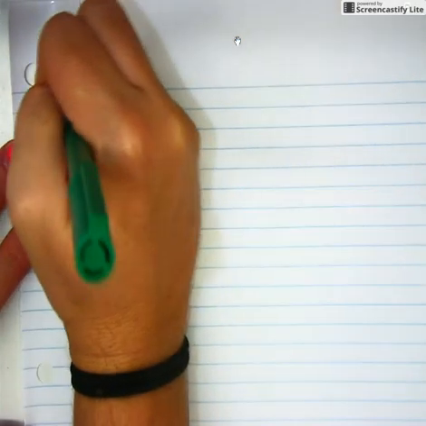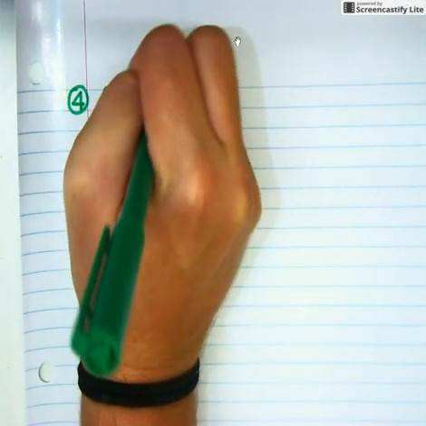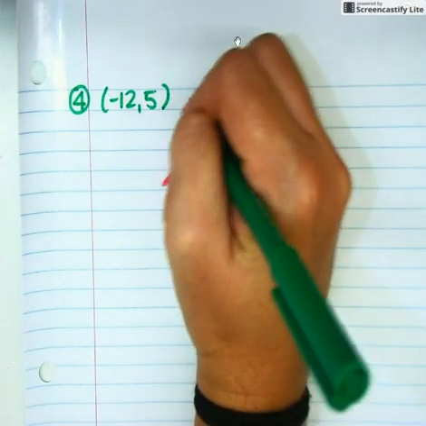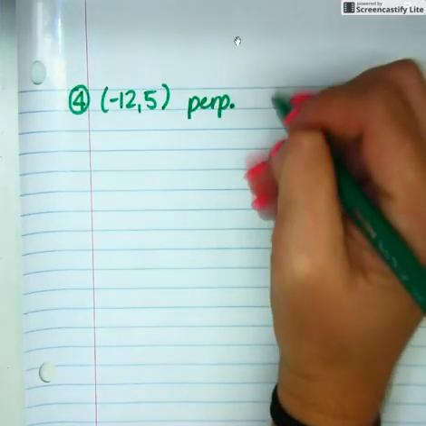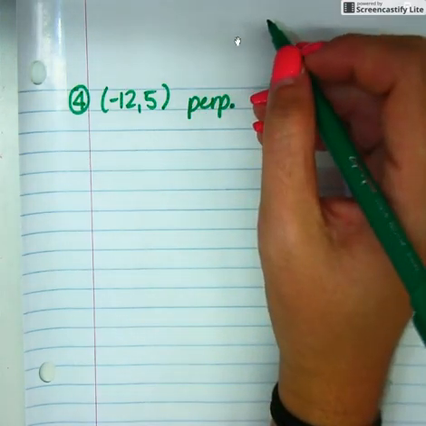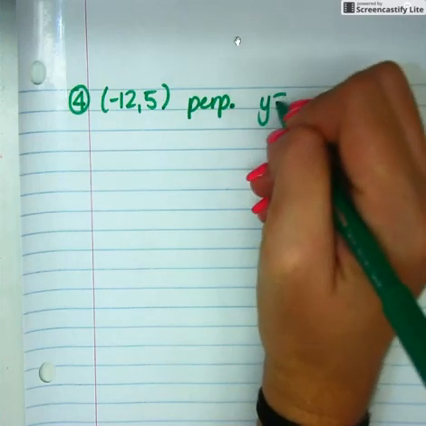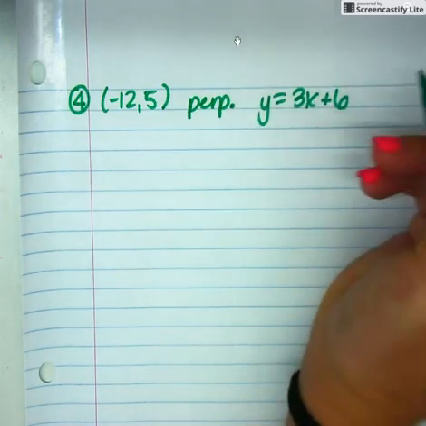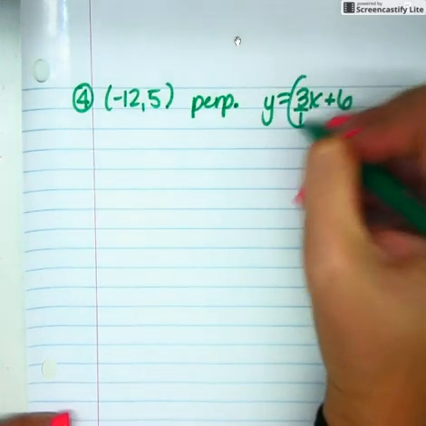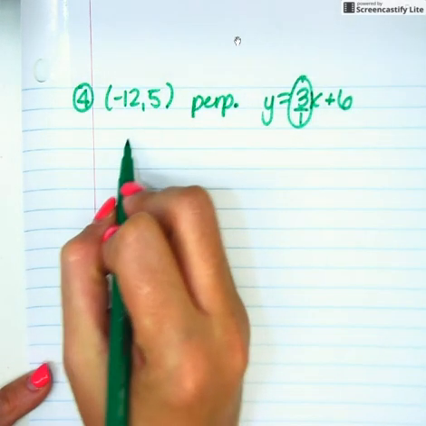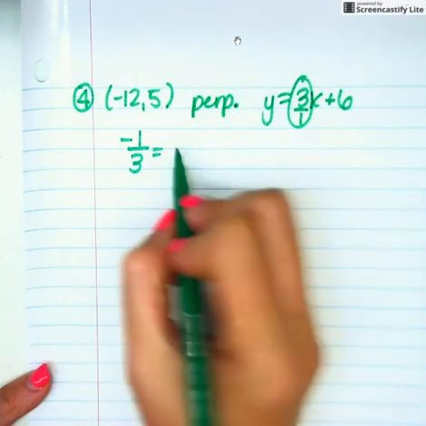All right, we'll try to fit number 4 in at least before I run out of time. Like I said, these videos are only allowed to be so long. All right, number 4 is -12, 5. It does want perpendicular. And our equation is y equals 3x plus 6. All right, so our current slope is 3 over 1. So that means our perpendicular slope is going to be -1 over 3.